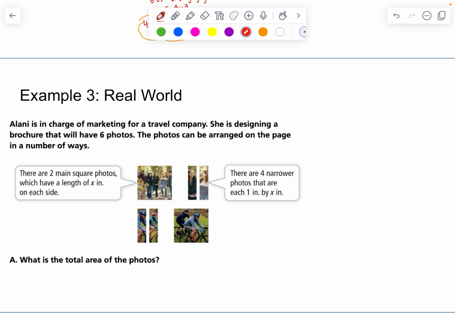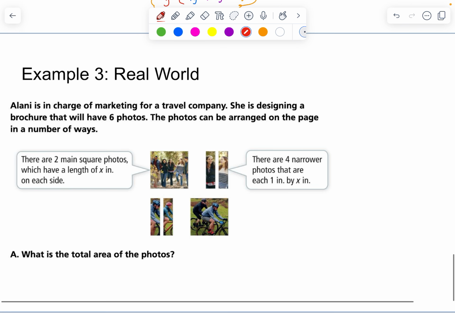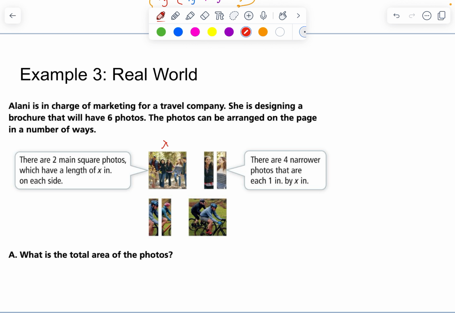Alani is in charge of marketing for a travel company. She's designing a brochure that will have 6 photos. The photos can be arranged on the page in a number of ways. There are 2 main square photos which have a length of x on each side. There are 4 narrow photos that are each 1 by x. Same here, 1 by x, 1 by x, and then this is x by x.